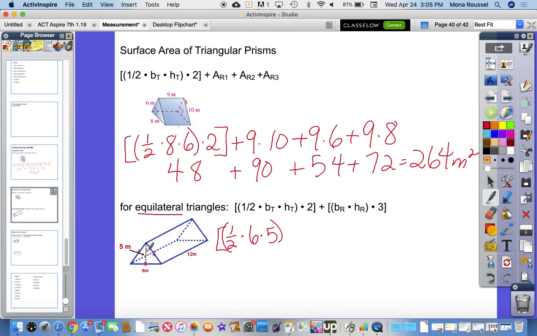This dotted line represents the height. It's 5 meters times 2. So this was to find the area of both triangles since they are congruent on either side of the prism. Because it's an equilateral triangle, all three rectangles in this prism will be the same size.